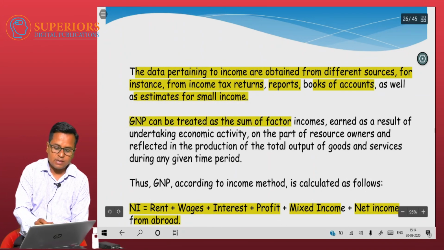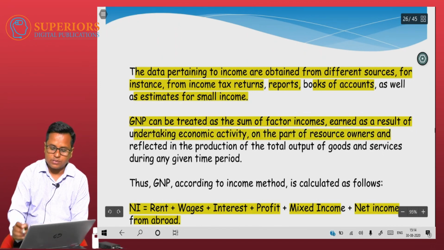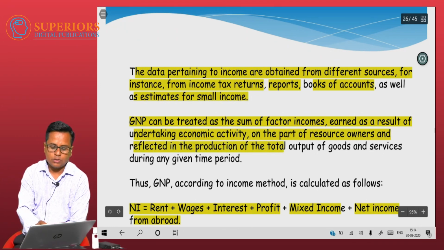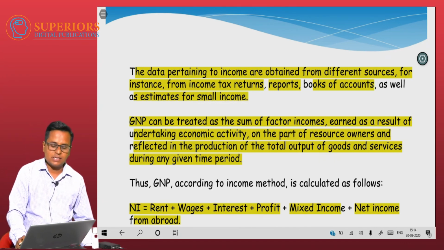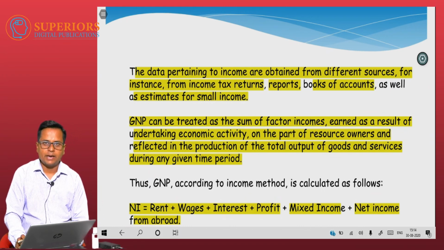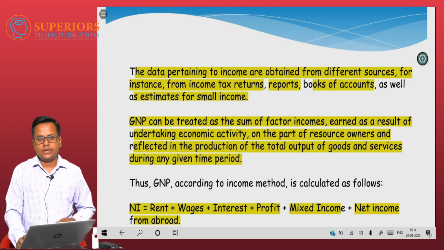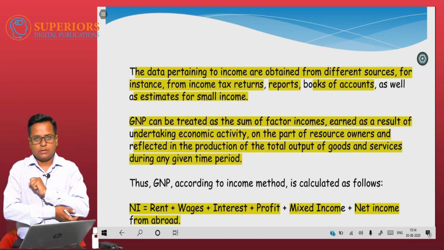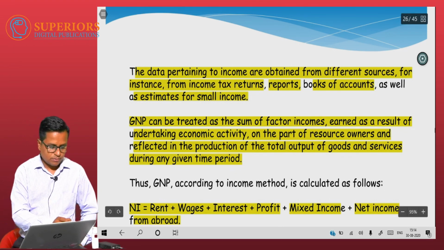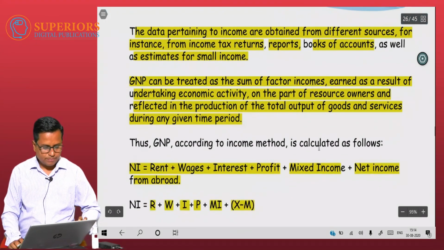GNP can be treated as the sum of factor incomes earned as a result of undertaking economic activity on the part of resources and owners, reflected in the production of the total output of goods and services during any given period of time. So, here we take into account only that income which arises due to undertaking economic activity. If a teacher is teaching his own son, this is not a related example.